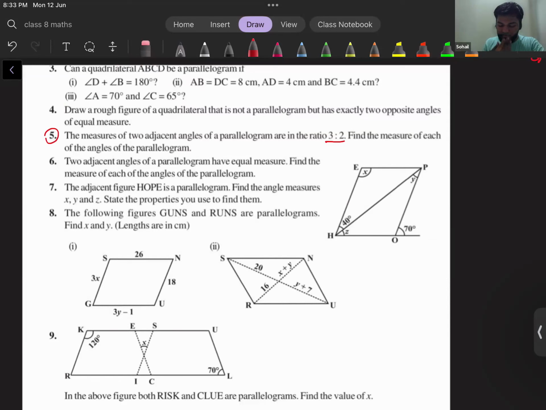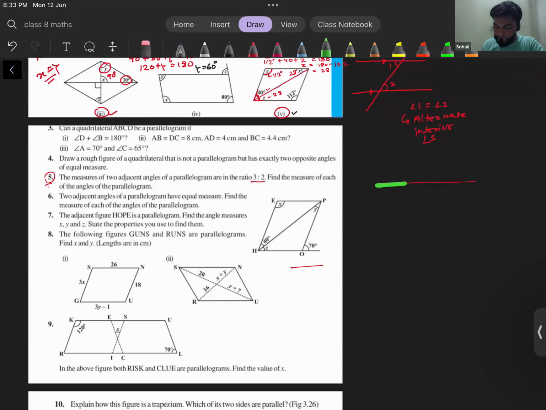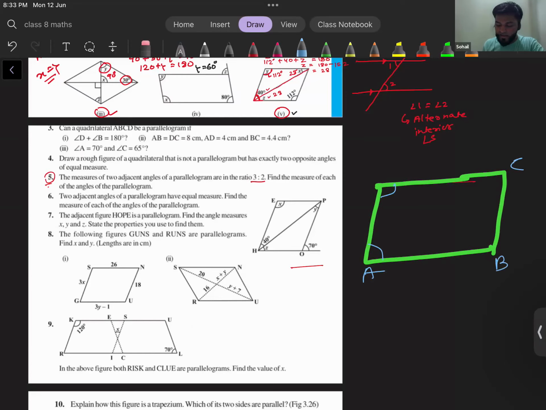All right. So let me tell you, in fact, this question number 5, how we solve this. Look, this is the required figure here. And the question says that measures of two adjacent angles of a parallelogram are in the ratio of 3:2. So let's say these are the required angles, angle A and angle D here. And it is said that their angles are in the ratio of 3:2.